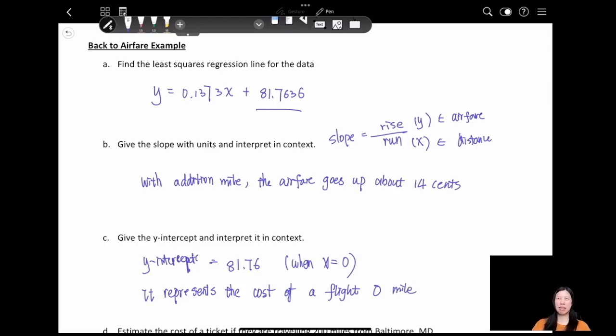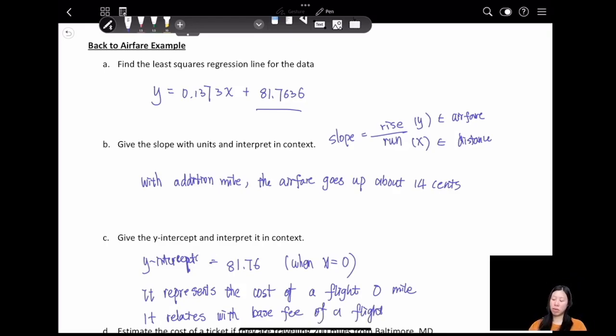Or we can consider this as the flat rate. So no matter how far you're going to travel, you need to pay this $81. So this could be the tax or the service fee or the agency fee, whatever. So we can say this relates with the base cost, the base fee of a flight.